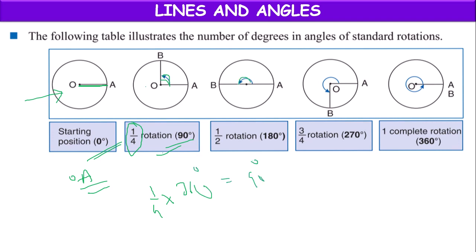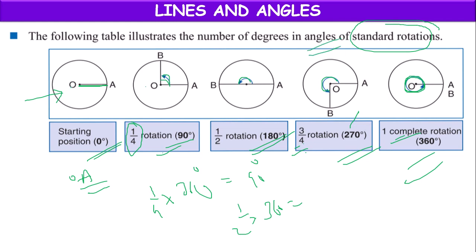1/4 of 360 degrees is equal to 90 degrees. If it rotates half part of 360, that is equal to 180 degrees. If it rotates 3/4 part, then it is equal to 270 degrees. If it rotates completely, one rotation, then the angle will be equal to 360 degrees. So these are the standard rotations of angles we generally consider, children: 0 degrees, 90 degrees, 180 degrees, 270 degrees, 360 degrees.